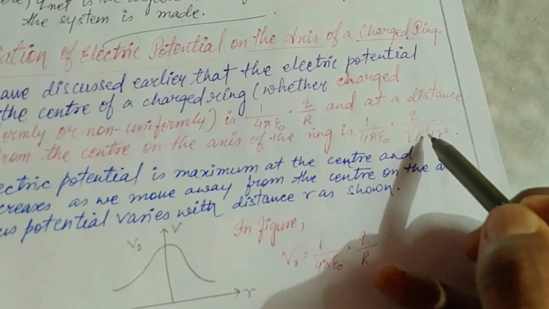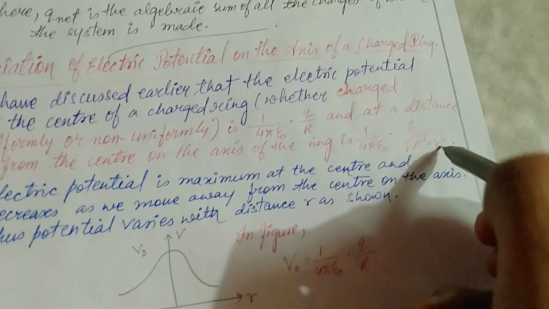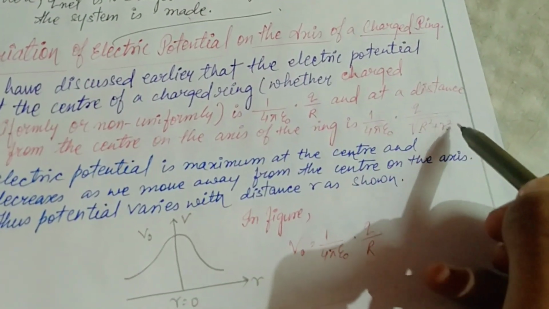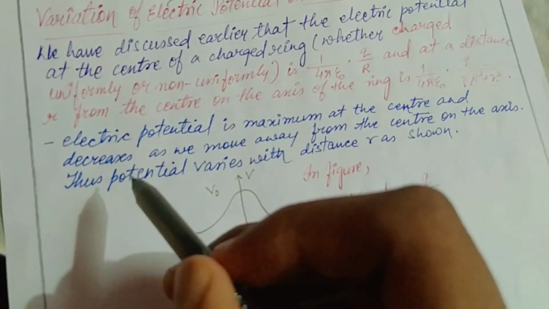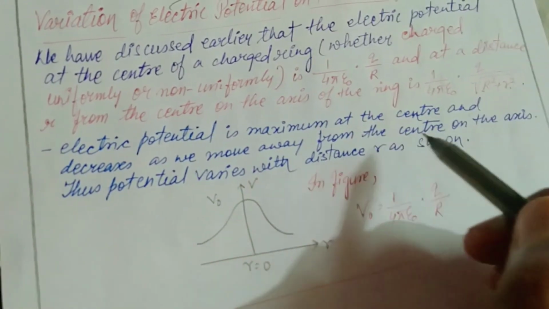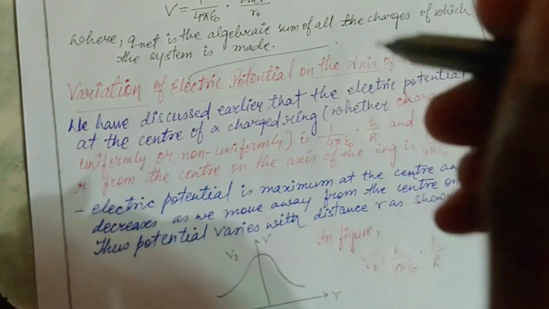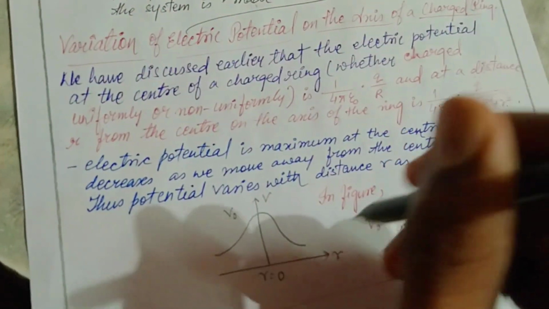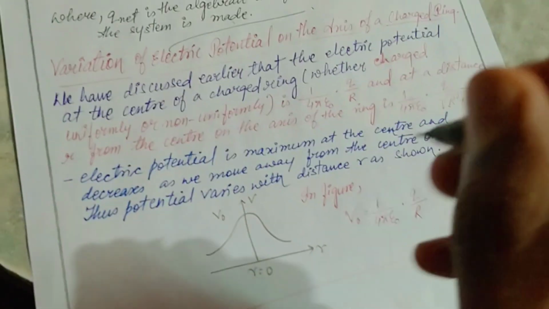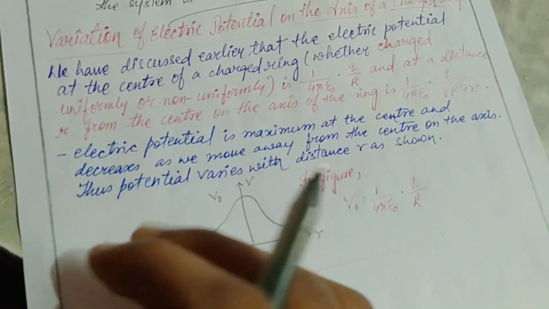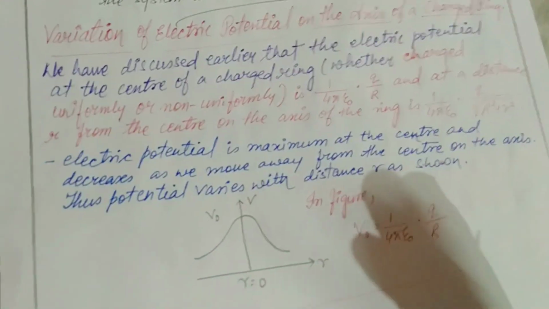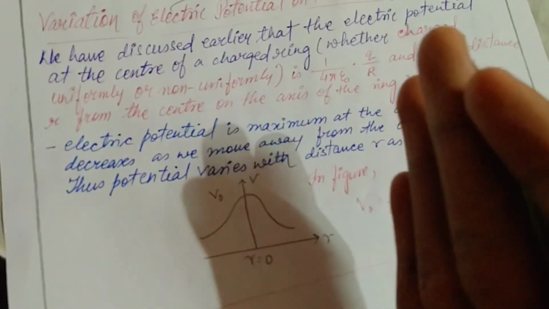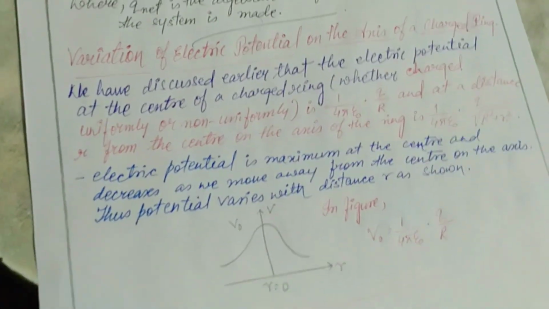R square plus r square. Okay, the big R square and the small r square. Electric potential is maximum at the center and decreases as we move away from the center. The more we move away from the center, the electric potential decreases, and the more we come close to the center, the electric potential increases.